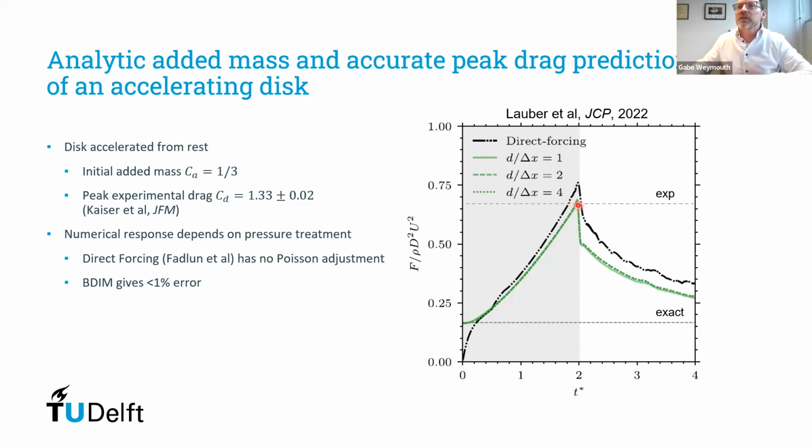and we also get the correct experimental peak. On the other hand, if you're using a direct forcing method, you totally miss that initial thing because again, they're not correcting the Poisson equation. And then they also end up overestimating the peak force. And this solution depends a lot on the Reynolds number, unfortunately, as well. So go ahead and read Marin's paper for some more details on that.